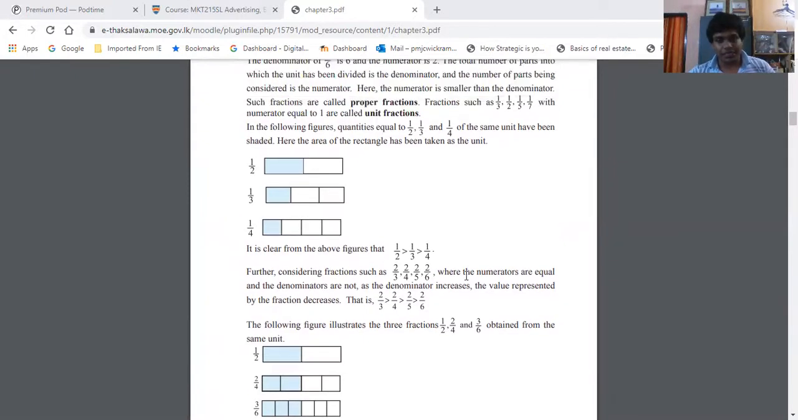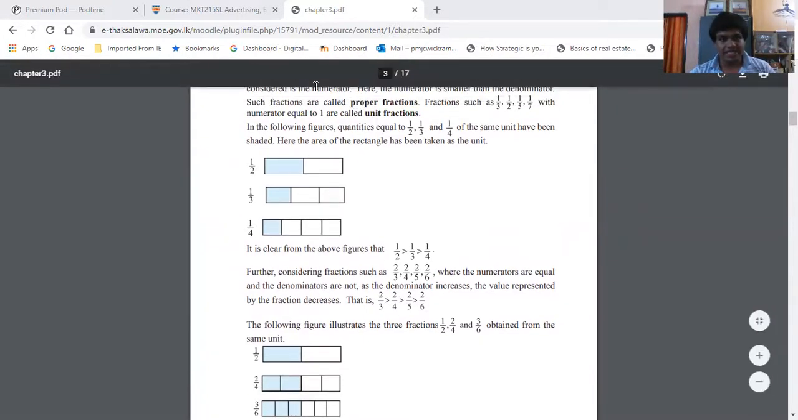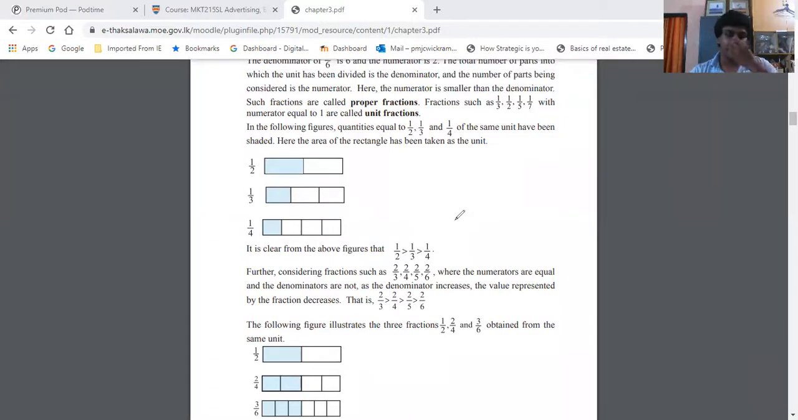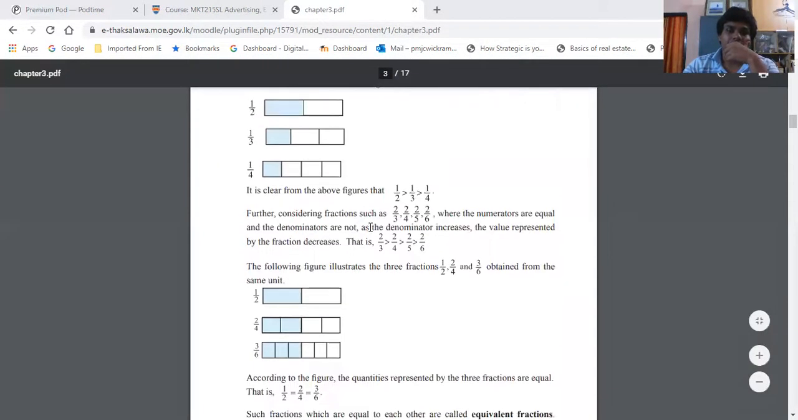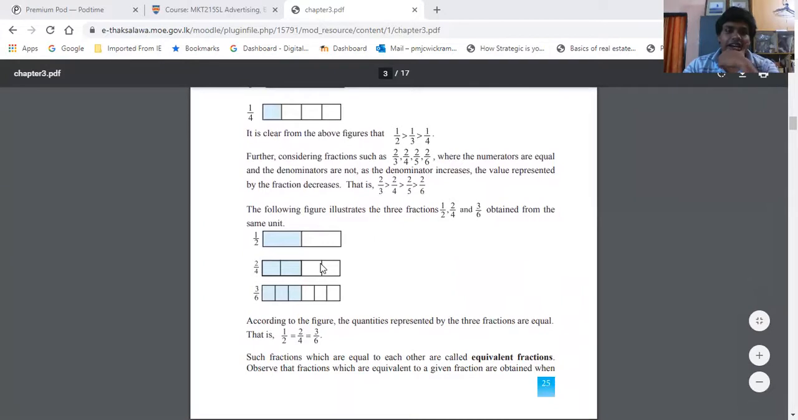So it is clear. Yeah, this is very important. Sometimes you will get to match these. I think you have done this even in grade 5, where half is greater than 1/3, because you can see the size of half is greater than 1/3, and 1/4 is smaller than 1/3. So this relationship can be seen. If we move on, we can see more of that.